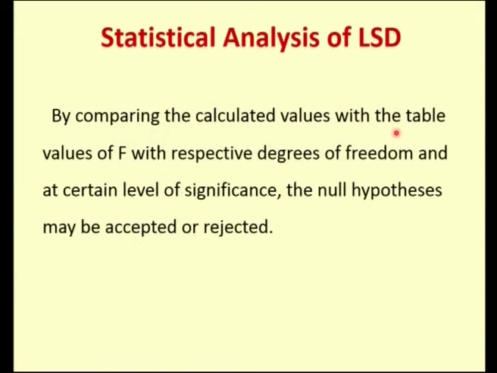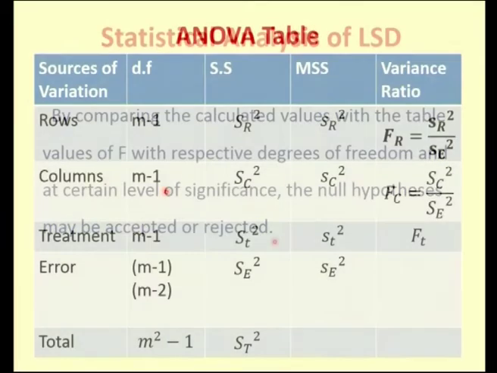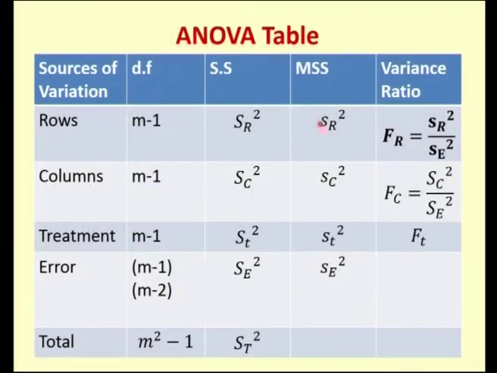By comparing the calculated values with the table values of F with the respective degrees of freedom and at a certain level of significance, which as I mentioned could be 5% or 1%, the null hypothesis may be accepted or rejected. The entire analysis is given in the form of a table called the ANOVA table, as in the case of RBD. Here it consists of 5 columns: sources of variation, degrees of freedom, sum of squares, mean sum of squares and variance ratio.